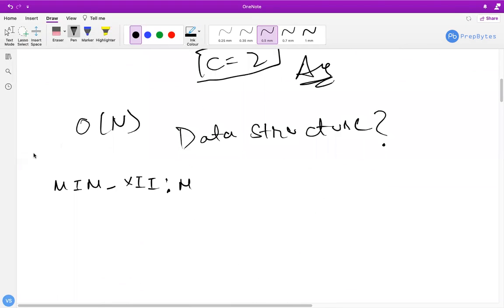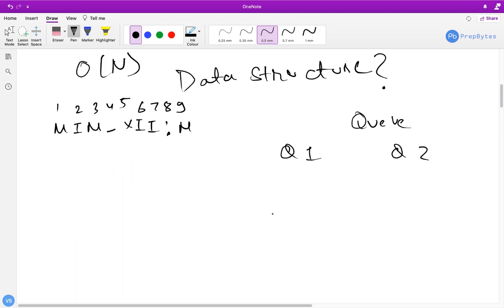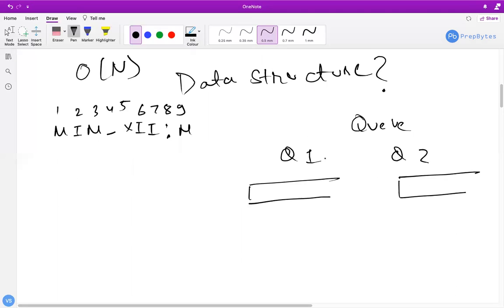Okay, now I hope you have thought of the data structure: we can use a queue to solve this question. Why am I saying that? There are indexes 1, 2, 3, 4, 5, 6, 7, 8, 9. In this we can use two queues, suppose Q1 and Q2. In Q1 I am storing the index of M, and in Q2 I am storing the index of I, that is iron.